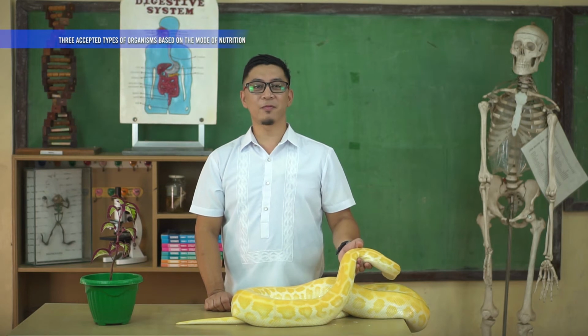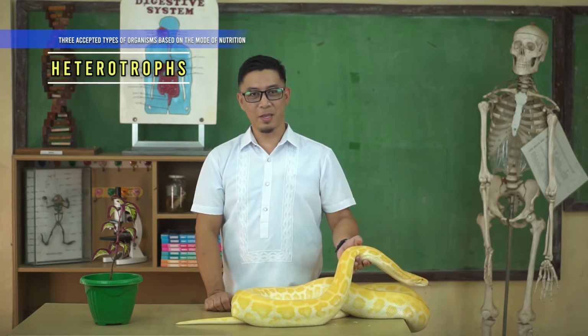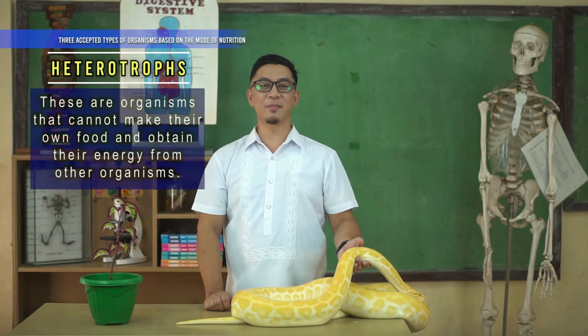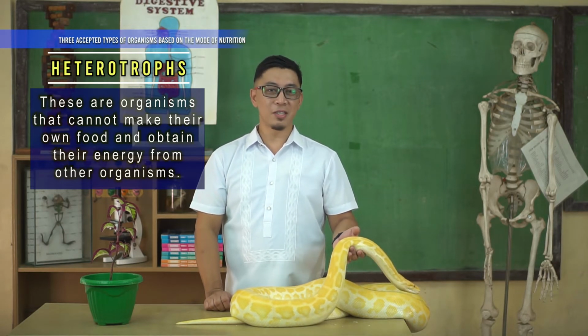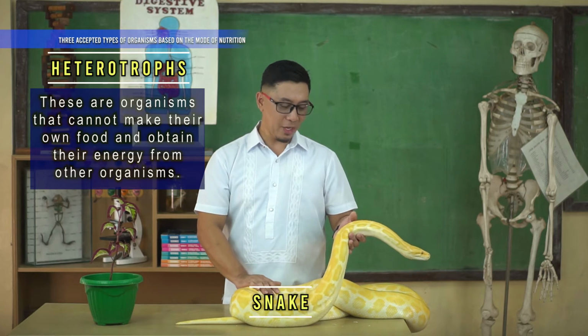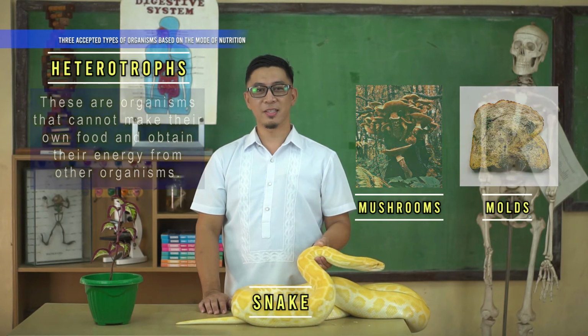The second type of organism as to their mode of nutrition are heterotrophs. Heterotrophs are organisms that cannot make their own food and obtain their energy from other organisms. For example, animals such as snake and fungi such as mushrooms and molds.